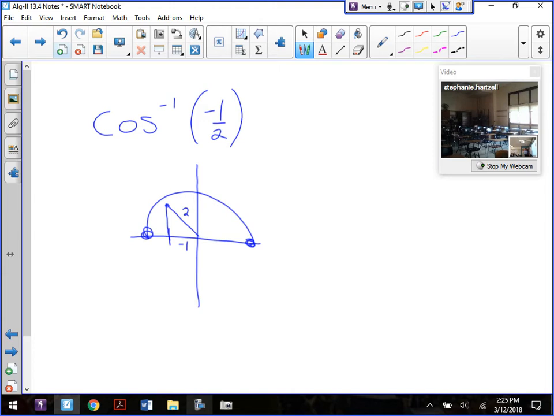What angle has an adjacent of 1 and a hypotenuse of 2, which means its opposite is 30. So this is a 60-degree reference angle, but I'm in the second quadrant, which makes this angle how much? 120. So your angle is 120.